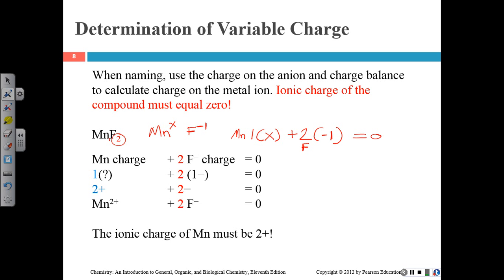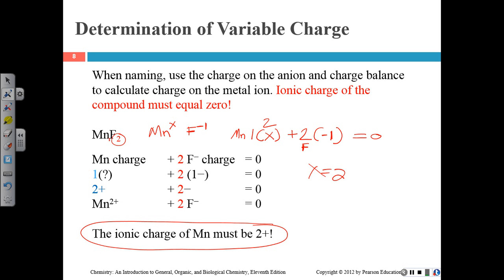So you can go about solving for X however you'd like from algebra, but these are going to be very simple problems. How I look at this is I say, okay, what does X have to be for this overall equation to be 0? What does X have to be? 2, exactly. X has to be equal to 2 because 1 times 2 minus 2 equals 0. So you just found the oxidation state, or the ionic charge, of the transition metal.